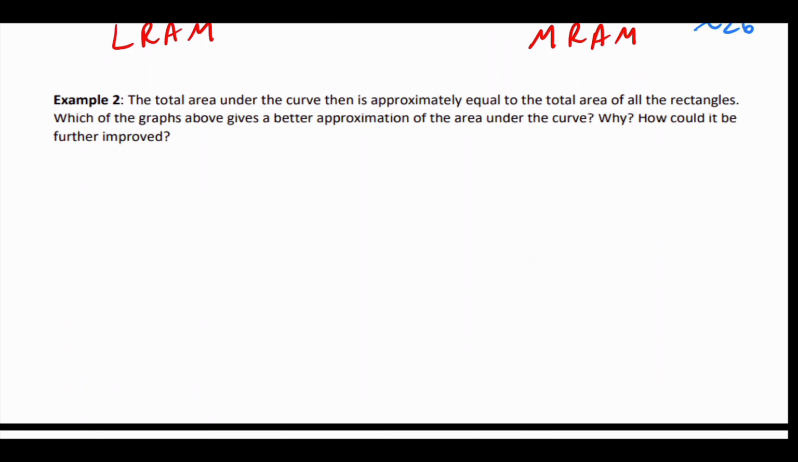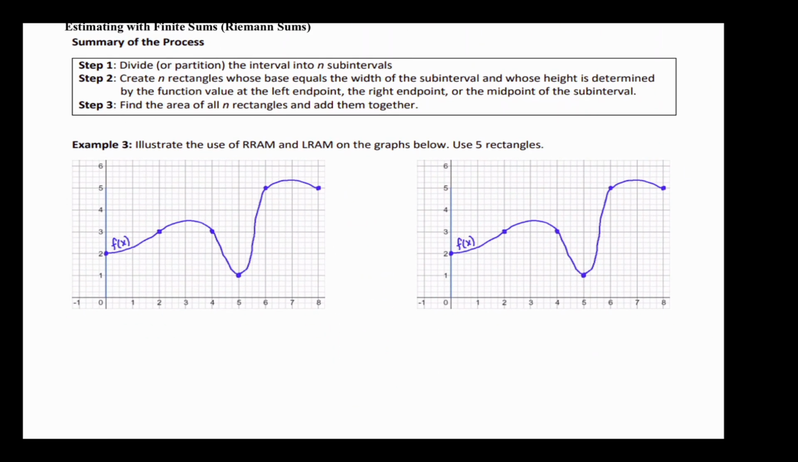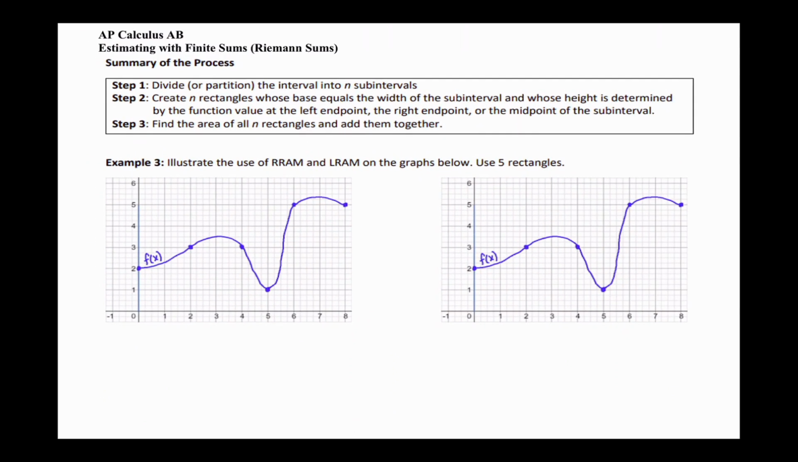Okay, so now we're going to do one together. These are the 3 steps. First thing we've got to do is divide or partition the interval into however many subgroups. They'll always tell you how many subgroups they want. This one, we are going to use RRAM and LRAM. The interval goes from 0 to 8.